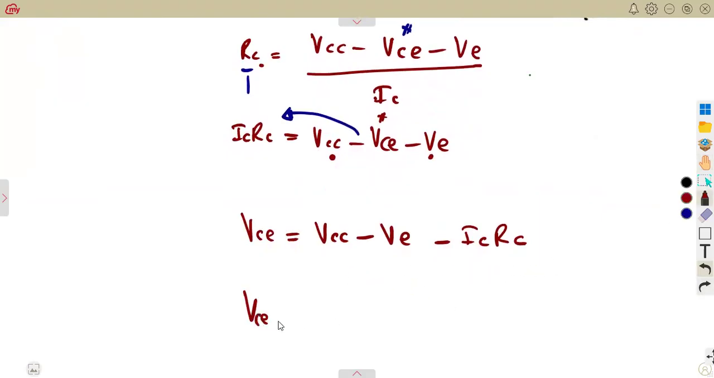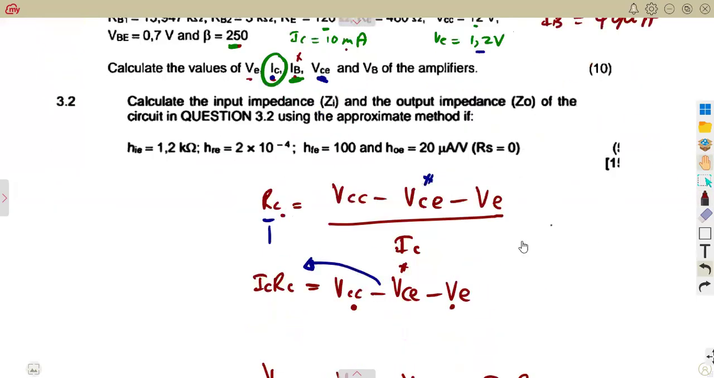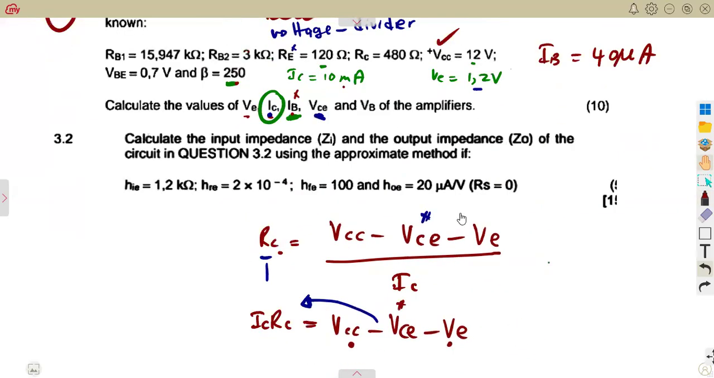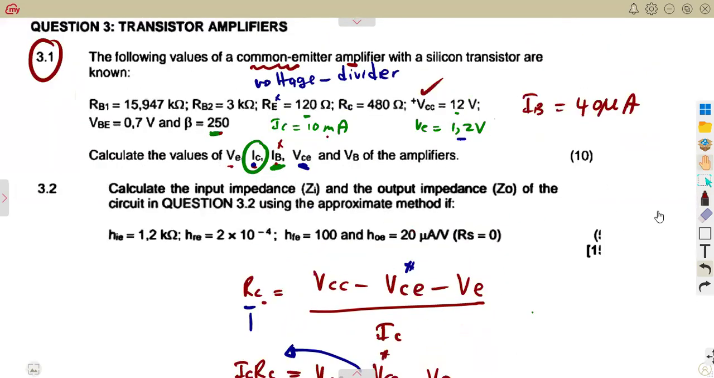So with this formula, we can simply substitute our VCC. Everything is there. We have this VCC that is given. Guys, I remember this from my presentation. I have this value as 12 minus the VE that we just calculated. Remember, we calculated this 1.2. So you're going to subtract the 1.2 minus IC. We calculated also IC. IC, we got 10 milliamps.